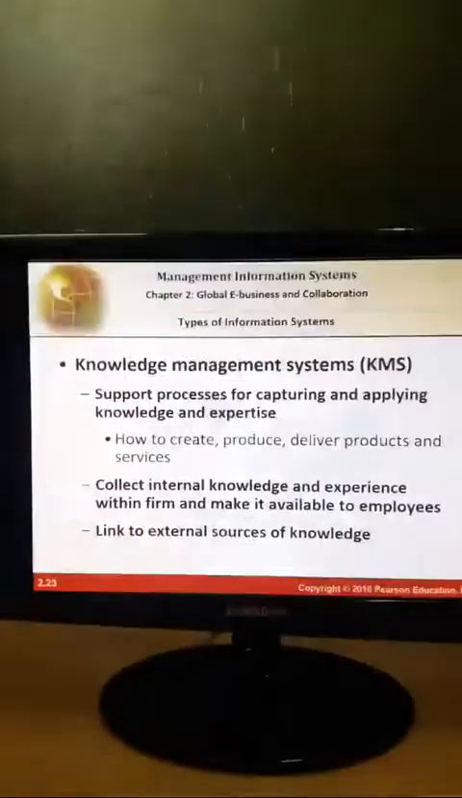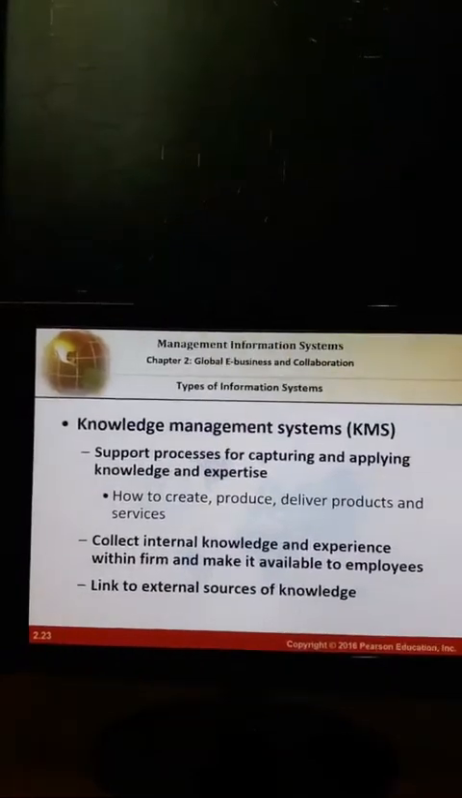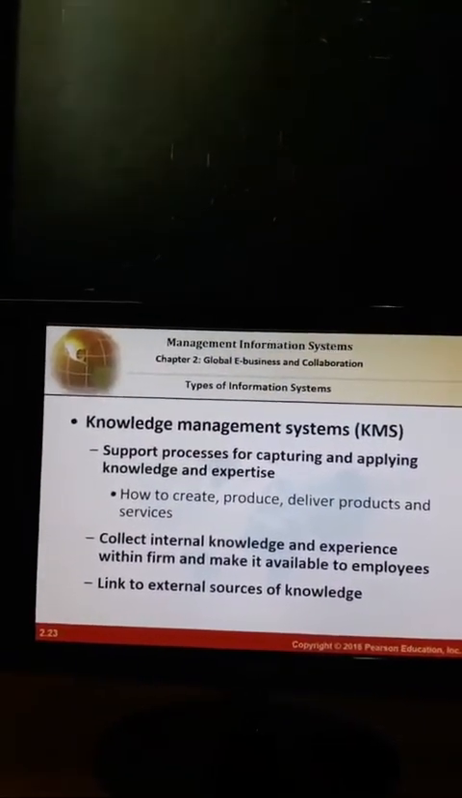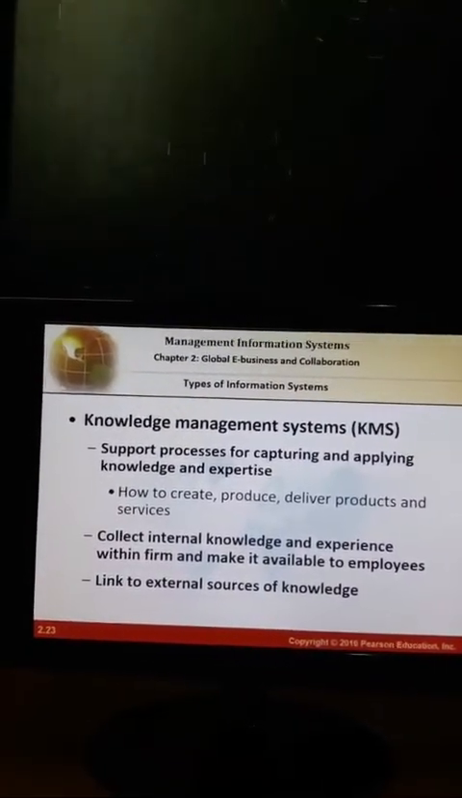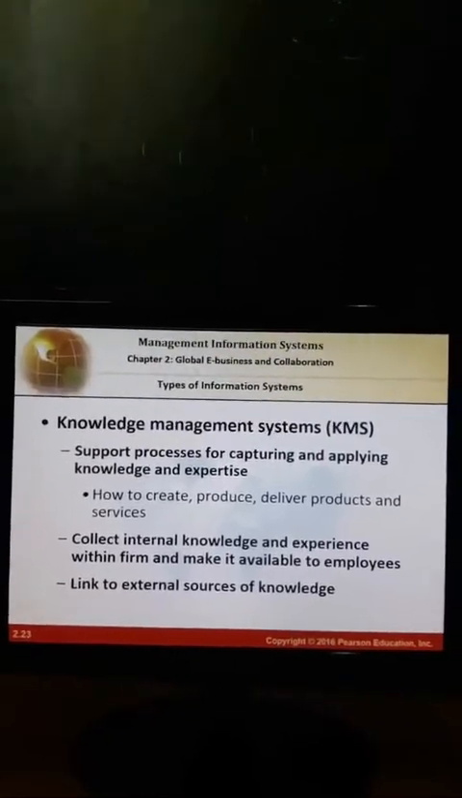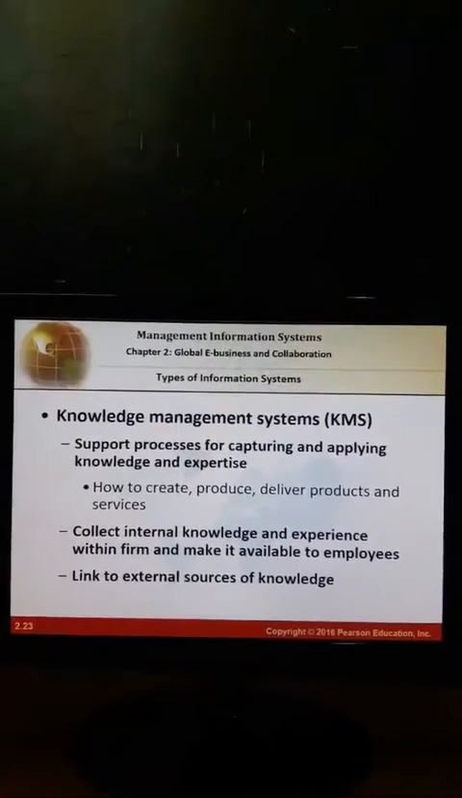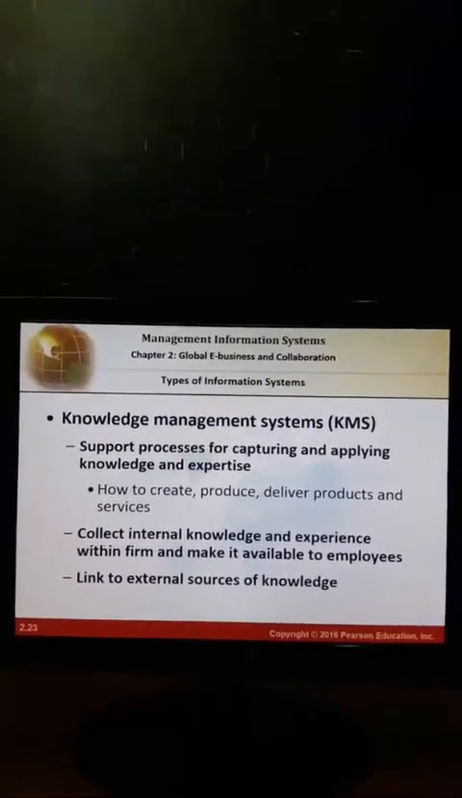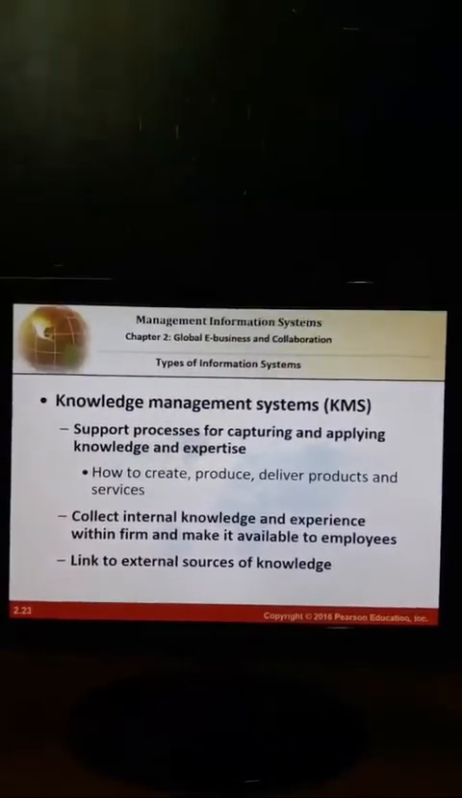our knowledge management systems. So what we are learning here, as we mentioned, there is a loose integration among the systems: TPS, MIS, DSS, ESS. To generate higher integration among the systems, we need to implement these four systems. First one is enterprise systems, second one is supply chain management system, third one is customer relationship management systems, and fourth one is knowledge management systems.